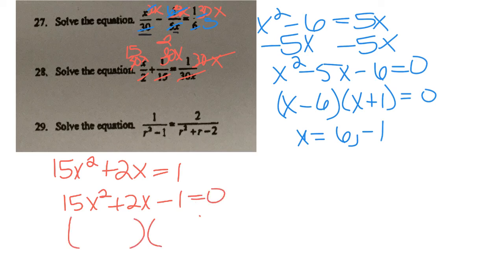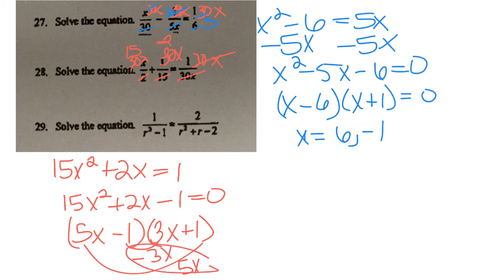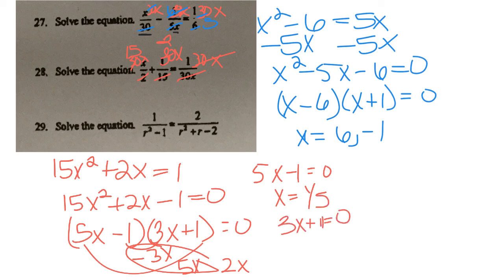And then we can factor that. Let's try 5x and 3x. And if I want a positive 2, I think I'm going to make this positive 1 and that a negative 1. Let's see, we get 5x minus 3x, which gives me a positive 2. So then I set those equal to 0. 5x minus 1 equals 0, so x is 1/5, and 3x plus 1 equals 0, so x equals negative 1/3. So 1/5 and negative 1/3.